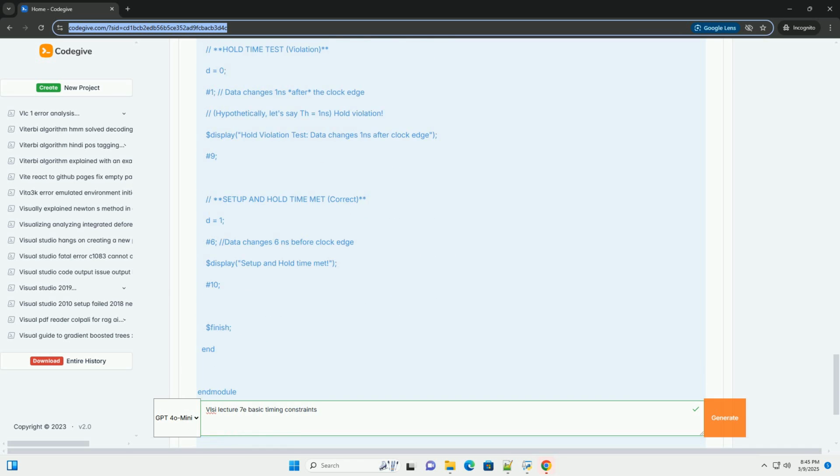Buffer insertion: inserting buffers along the data path can delay the data signal, allowing more time to meet setup constraints. Clock skew engineering: intentionally skewing the clock signals to different parts of the circuit can help balance timing paths. However, clock skew management is complex.